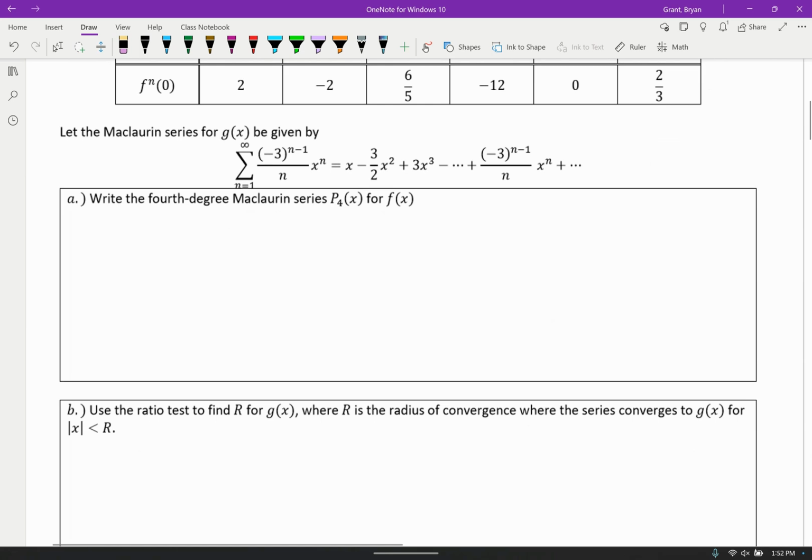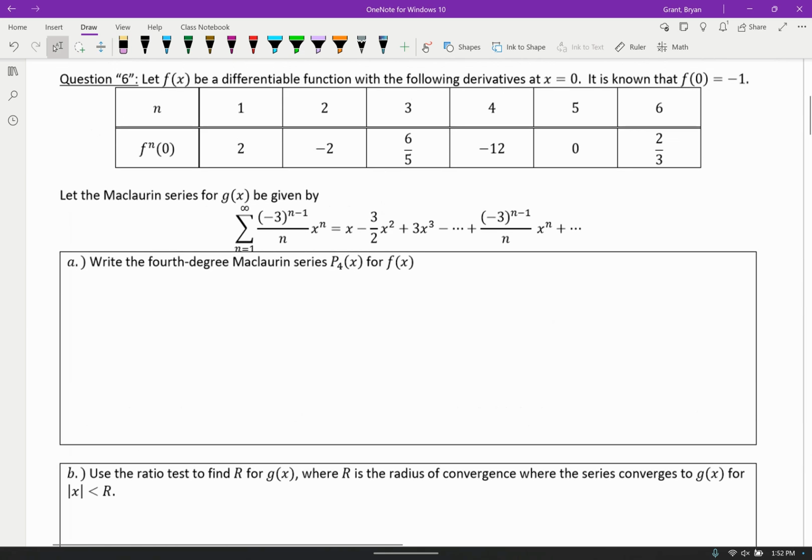The first thing they're going to ask us to do is the 4th degree Maclaurin series p sub 4 of x for f of x. So they're saying we have this unknown function f of x. We're going to write a series that approximates that function out to the 4th degree, right? That p sub 4 doesn't mean write 4 terms. It means go out until you hit the 4th power.